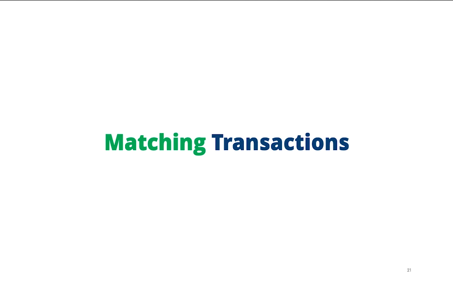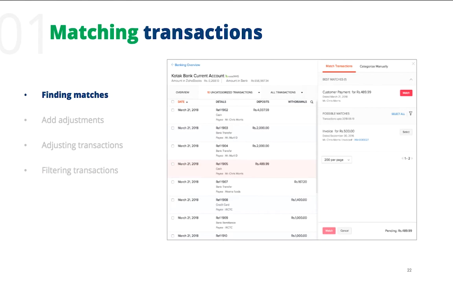Next, we talk about matching transactions. Now, you have transactions within Books. You have already fetched transactions from your bank. Moving one step closer to reconciliation, your job is to match transactions. Matching transactions can happen in Zoho Books by two means. One is best matches, and the second option is possible matches.